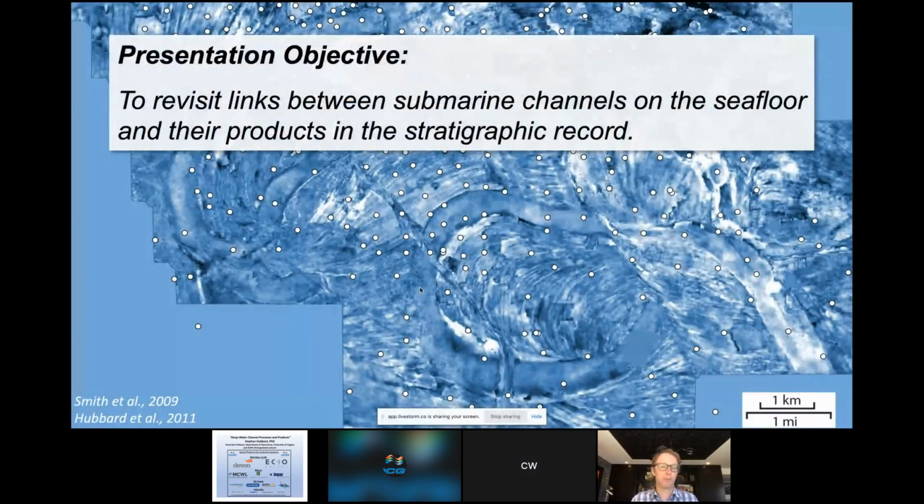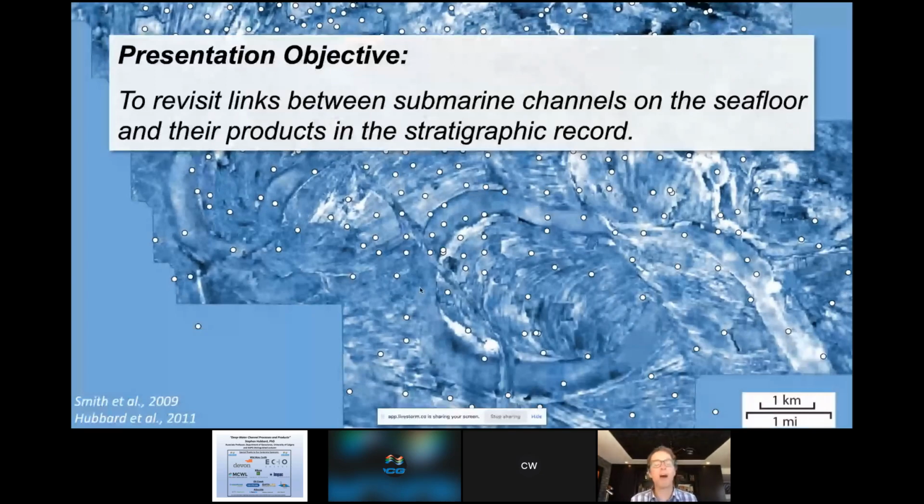Flows are sporadic. They're immense, and when they do occur, they often destroy any sort of devices we put down in the bottom of the ocean to try to measure them. So it's been a real challenge. And so my objective today is to take a look at links between submarine channels and the seafloor, because there are a lot of new data coming out based on new technologies and their products in the stratigraphic record.